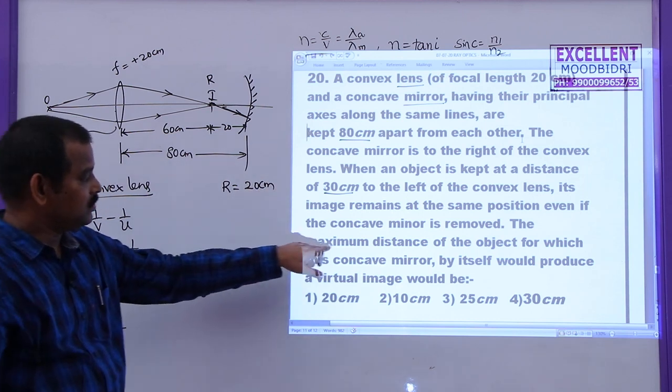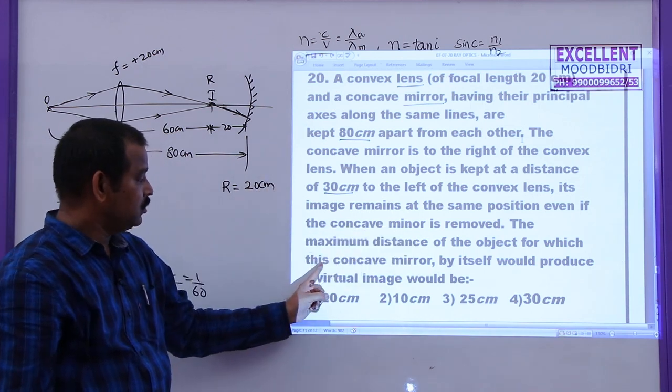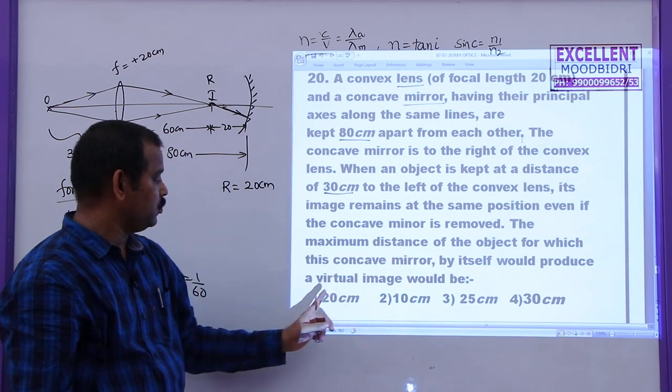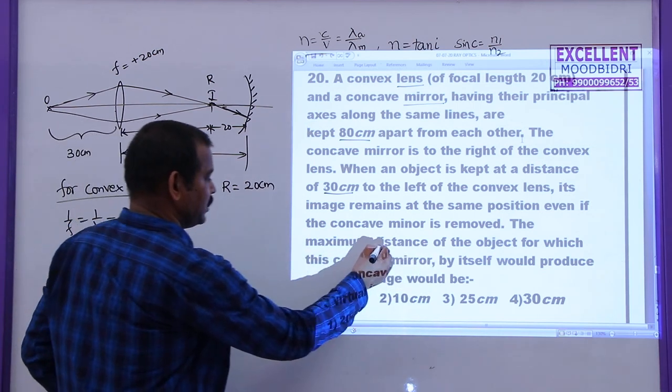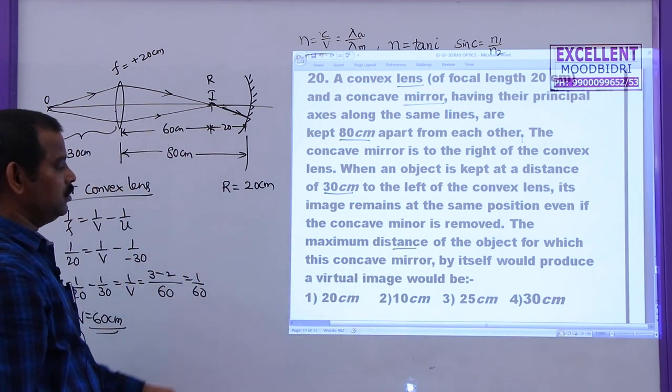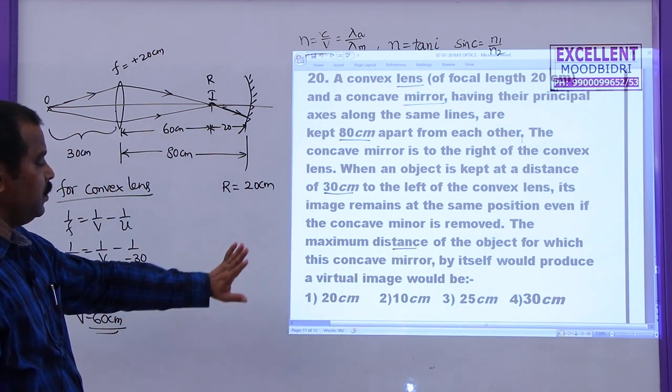Now, the maximum distance of the object for which this concave mirror by itself will produce a virtual image would be dash. So they are asking for the maximum distance of the object for which the concave mirror by itself will produce a virtual image.